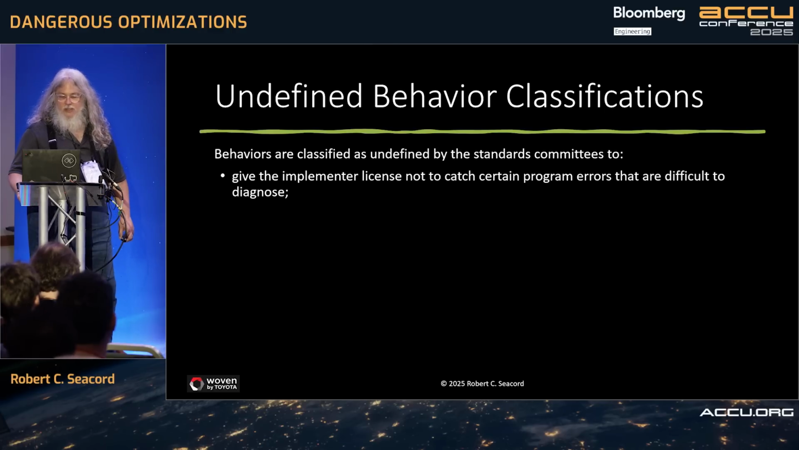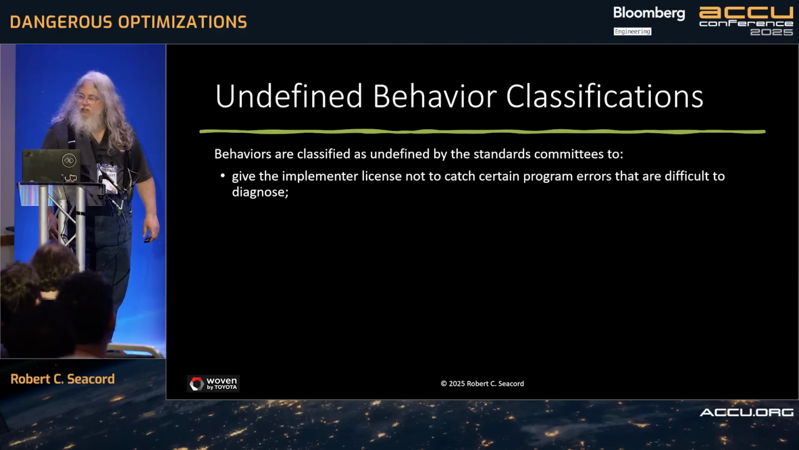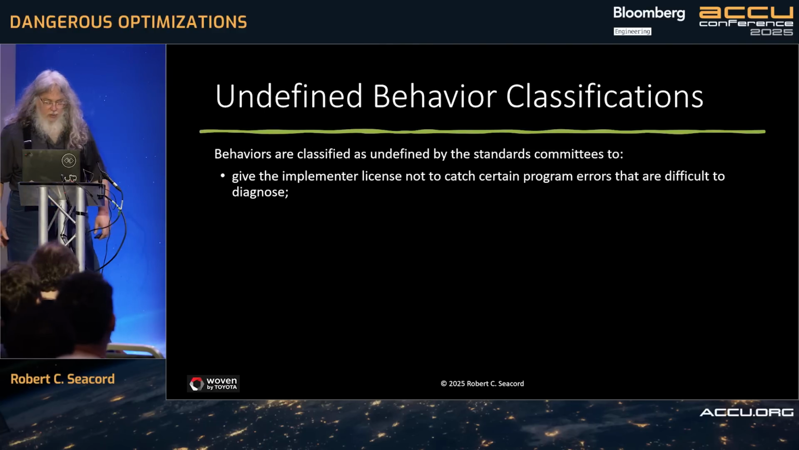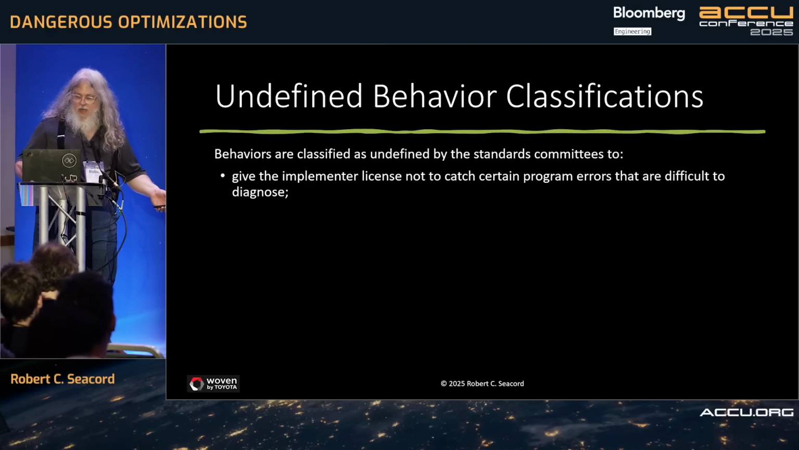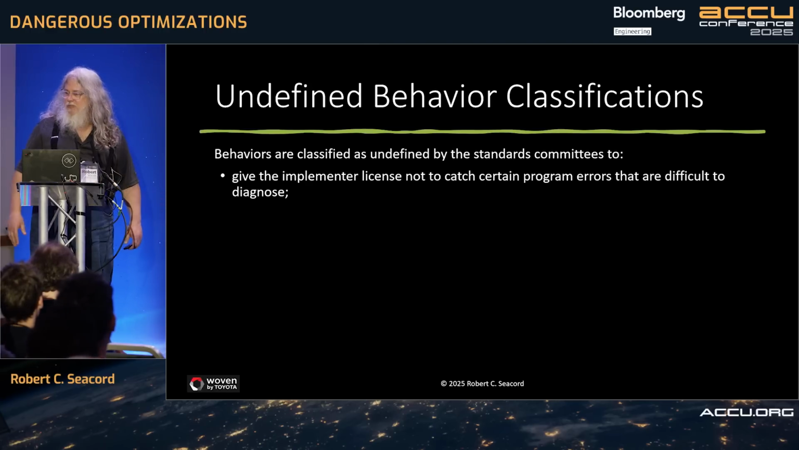So the first is to give the implementers license to catch certain program errors that are difficult to diagnose, right? There's the halting problem, right? There's problems that are computationally infeasible to identify. So there has to be an allowance for this, right?